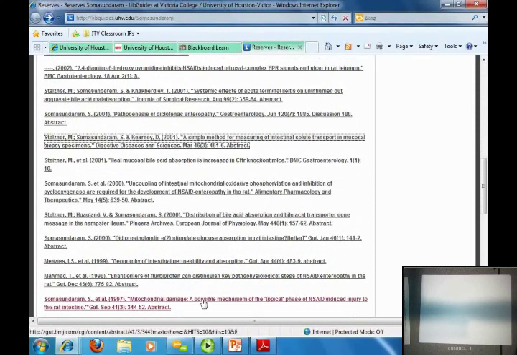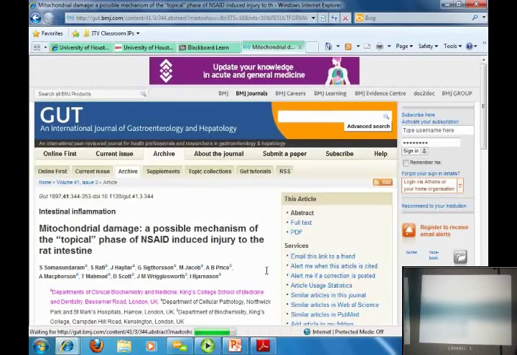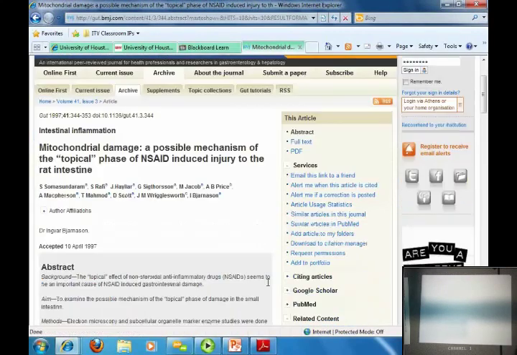And this is the one, compared to last time when you did the hypothesis paper article, and this is the experimental evidence of mitochondrial damage, a possible mechanism of topical phase of NSAID-induced injury. So you can go through this particular article as well as the one which I showed you, the EPR article. These two articles, you can go through. Now you can see this is the abstract.